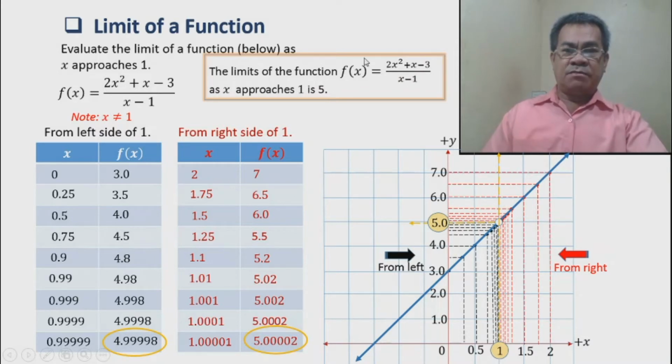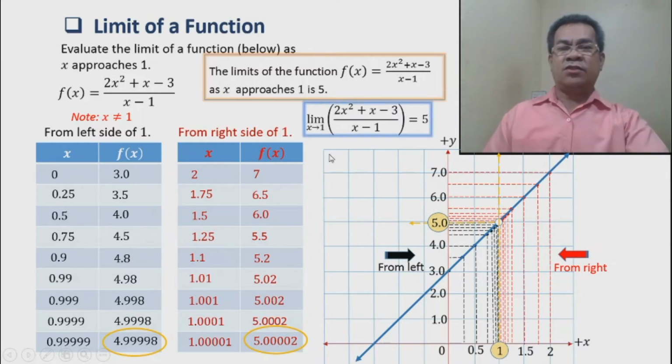So the limit of the function 2x squared plus x minus 3 over x minus 1 as x approaches 1 is 5. Okay? So mathematically, we can write this without the statement. We can use the word lim, which corresponds to the limit. So if we encounter this kind of mathematical notation, you say that the limit of this function, the function is 2x squared plus x minus 3 over x minus 1, as x approaches, the arrow means approaches, 1 is 5, or equal to 5. So therefore, this is the answer.